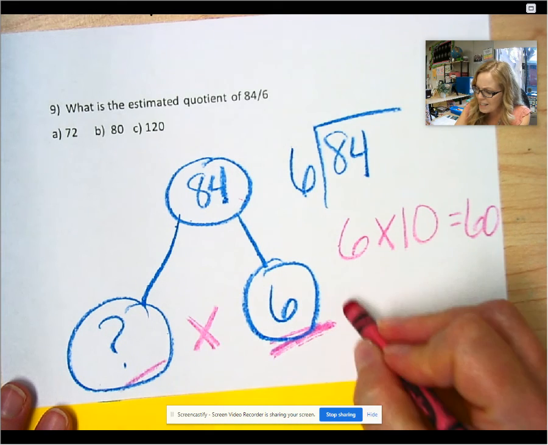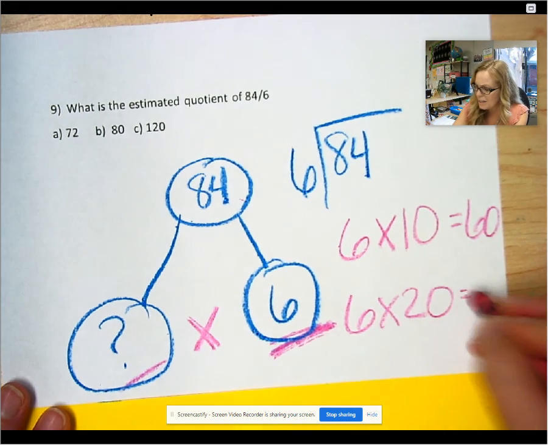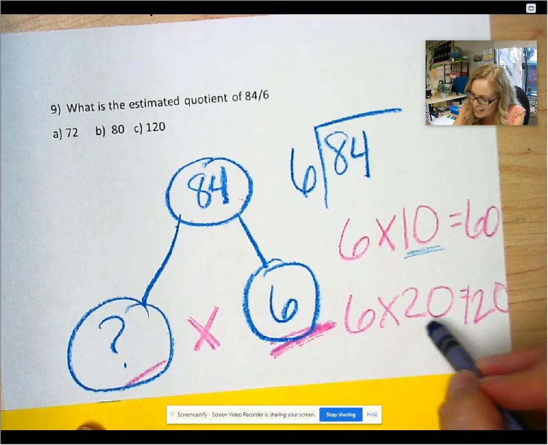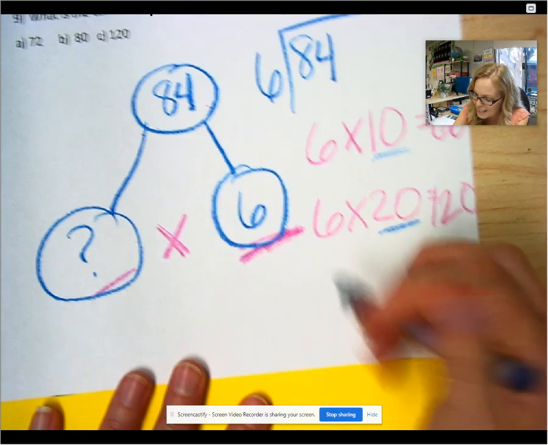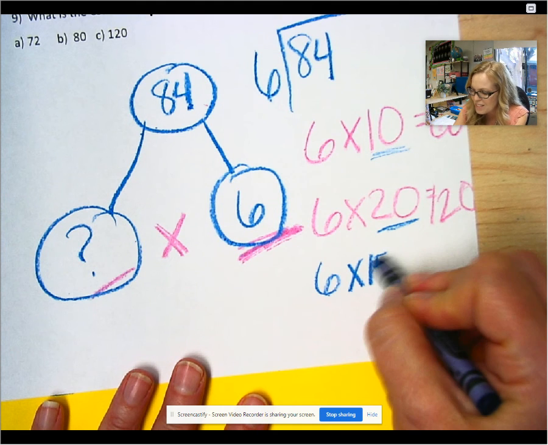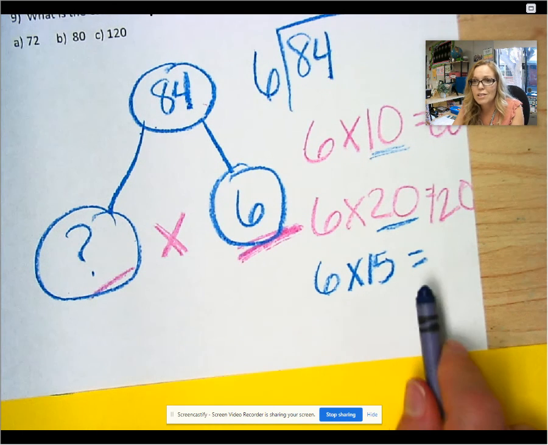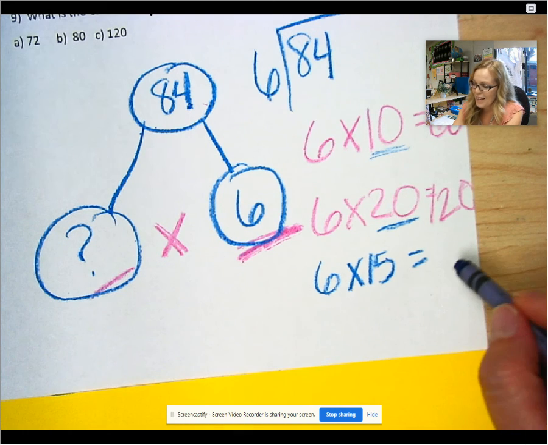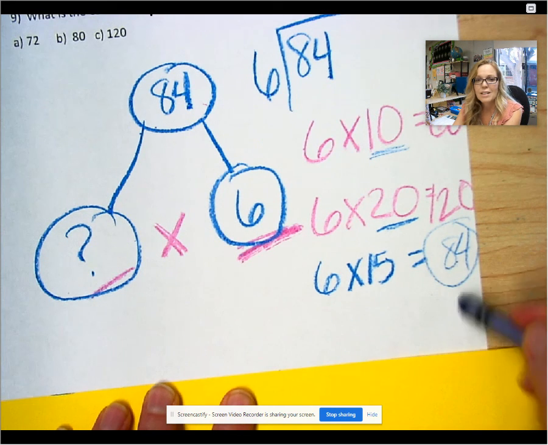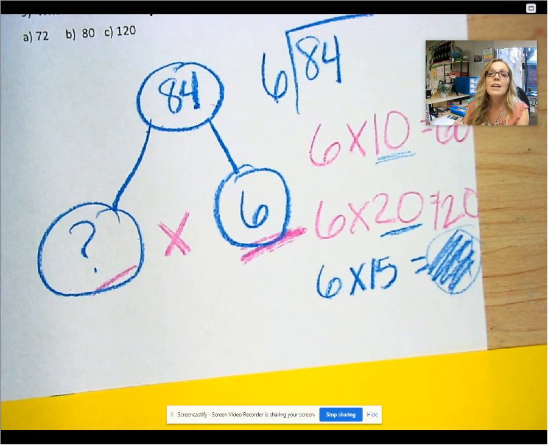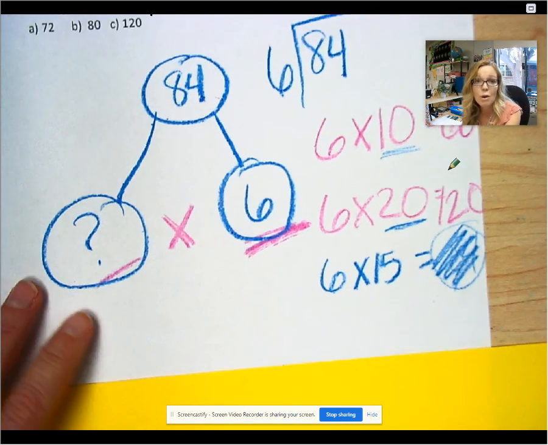Well, what if I say 6 times 20 is 120. Whoa, that's too high. So then I know that my number has to be between 10 and 20. 6 times something in between. How about 6 times 15? I don't know. Is that the answer? You need to jump around and try and see. And when you get to the correct answer, you'll have 84 over here. And then you know that 6 times whatever you came up with is 84. That's how we use multiplication to solve for division.